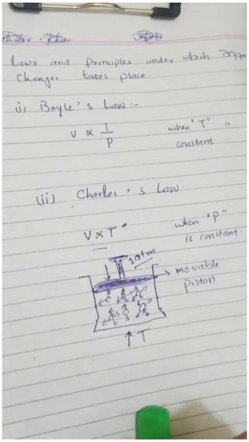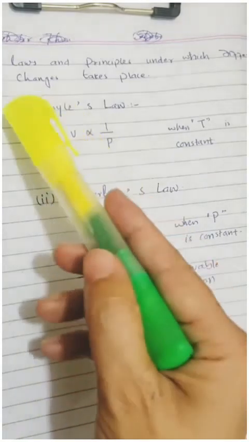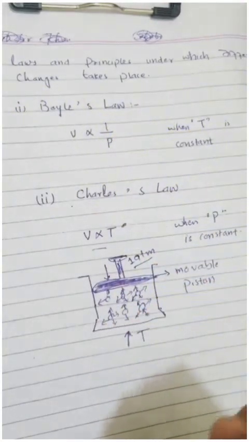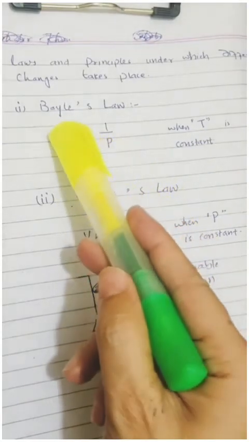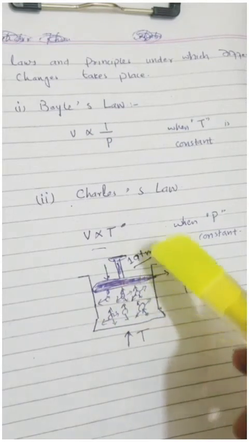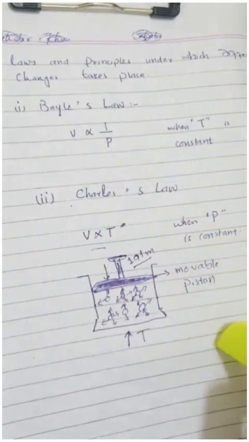Okay guys, so after discussing all these things, now let's come to the last point, which is laws and principles under which different changes take place. So basically I am going to discuss these two laws, Boyle's law and Charles's law, to explain the behavior of gases when we change certain variables under different conditions.